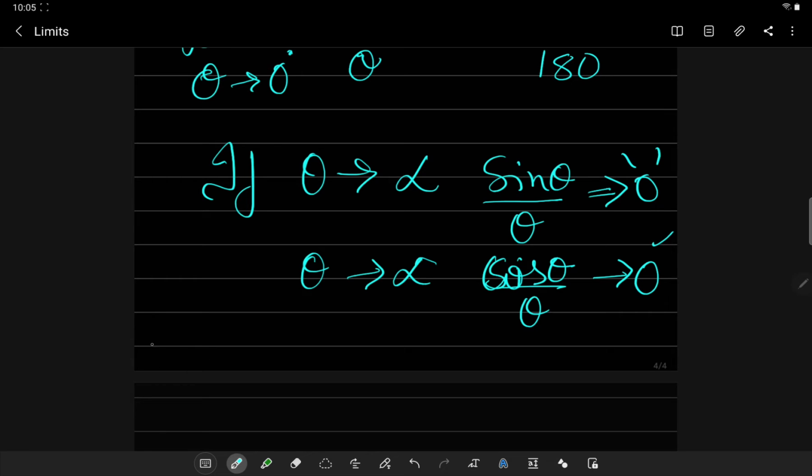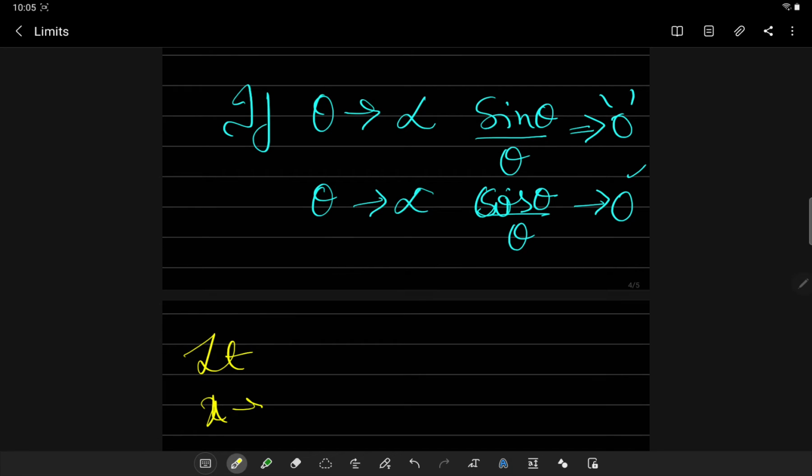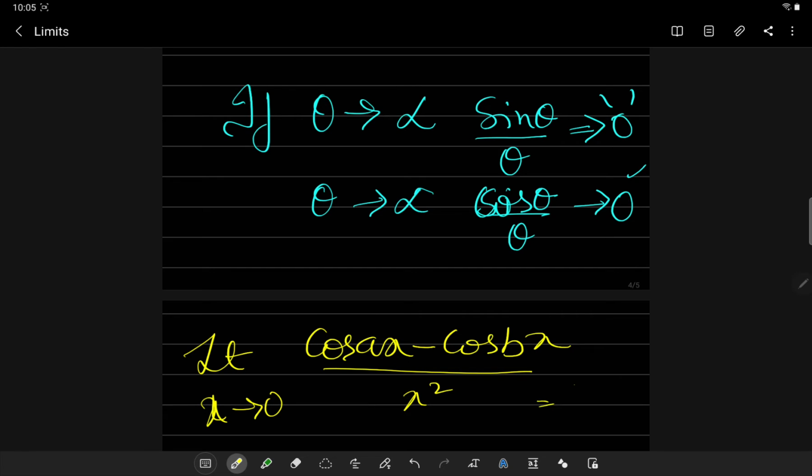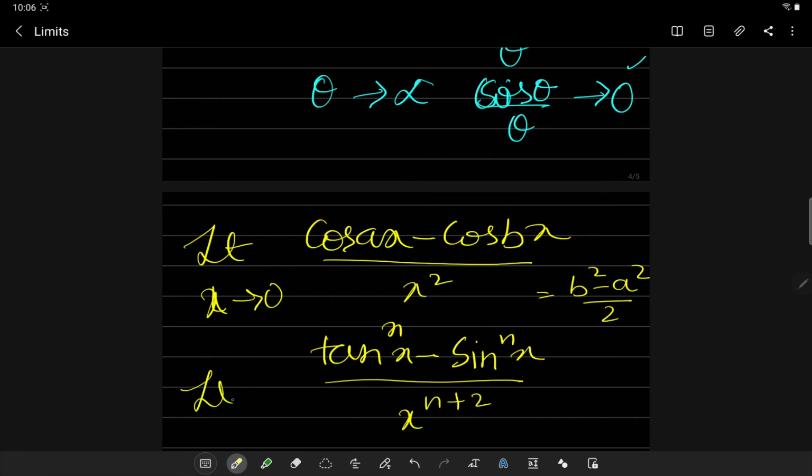So the next formula is also used many number of times. Limit x tends to 0, cos ax minus cos bx by x square is simply b square minus a square by 2. This is a standard formula. And similarly, tan power nx minus sin power nx divided by x power n plus 2, limit x tends to 0 will be n by 2.